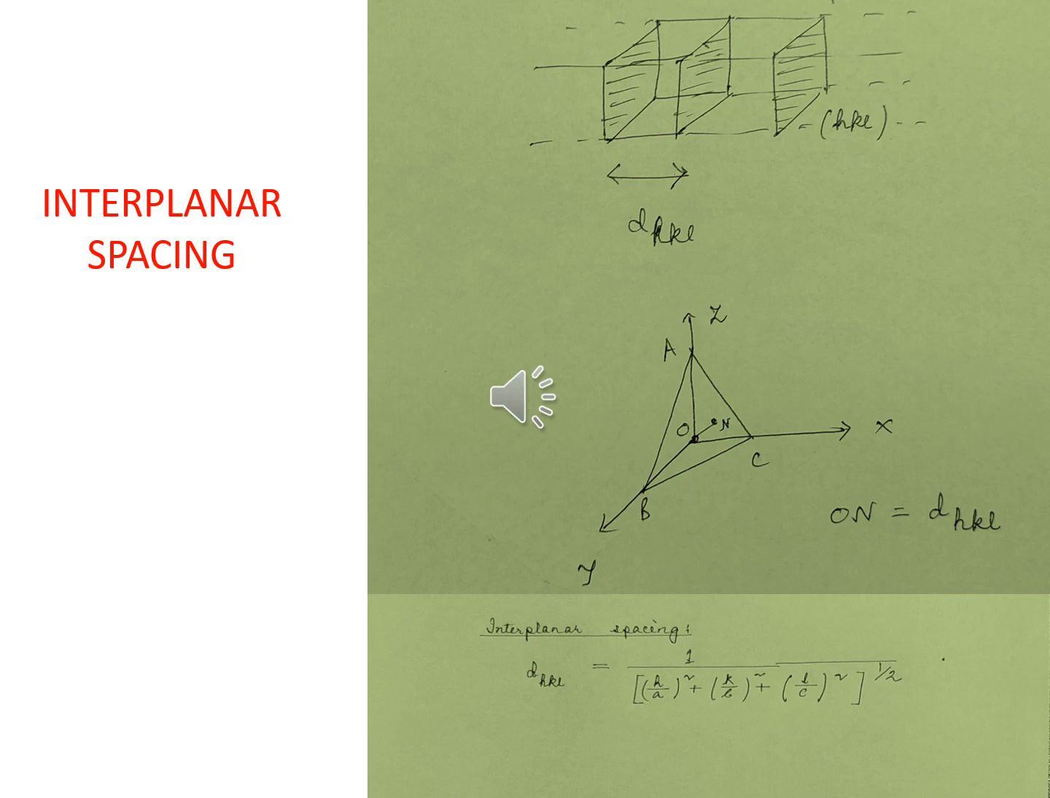The expression for interplanar spacing can be derived using the law of direction cosines, and it is given as d_HKL equals 1 by the square root of (h by a) whole squared plus (k by b) whole squared plus (l by c) whole squared. This is the general formula for interplanar spacing.